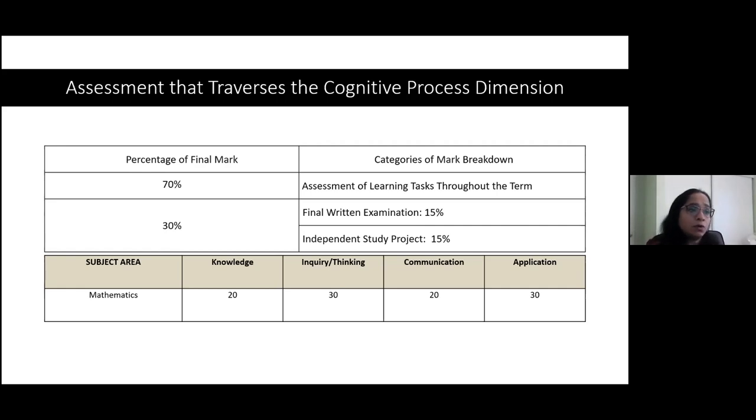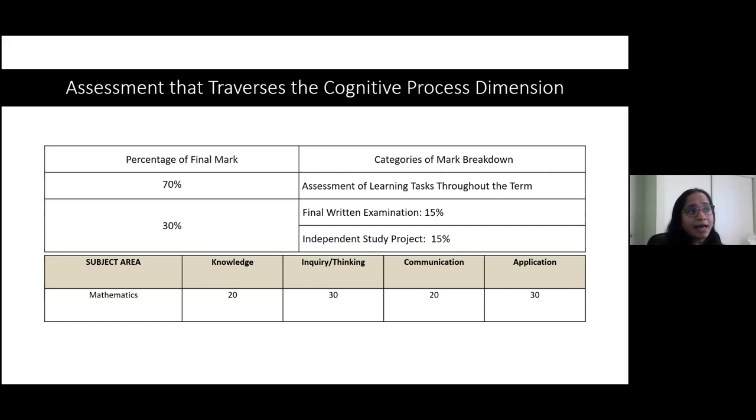And in math, when we do questions, the questions are based on these four categories: knowledge, inquiry and thinking, communication and application. Knowledge is, do you have factual knowledge? Can you use a formula, apply the formula? That's where your rote learning comes in. That's where the drill and mastery comes in. Then inquiry and thinking: can you think critically and creatively? Communication: can you communicate meaning through how you write, through visuals, through graphs, whatever? And application is, can you make connections and transfer your learning skills to a new setting?